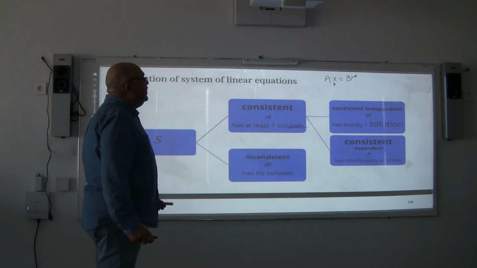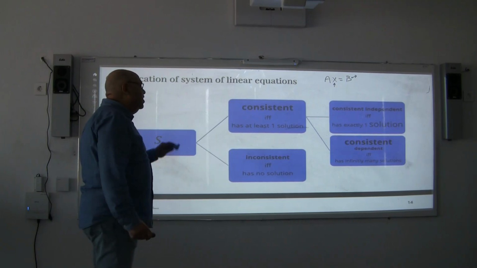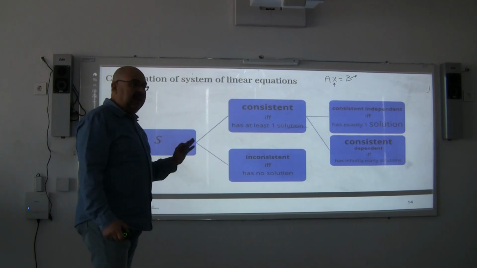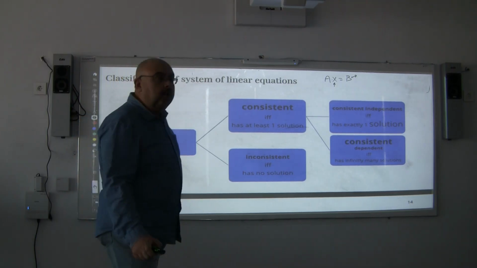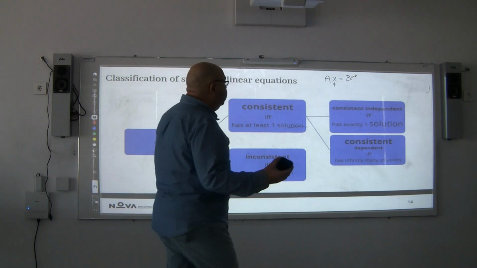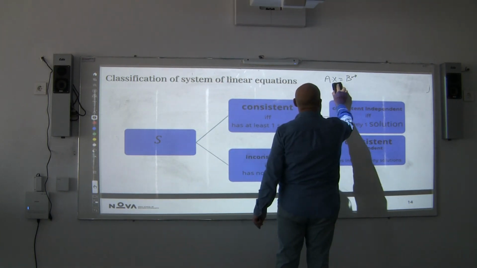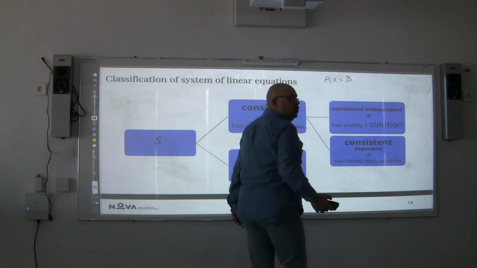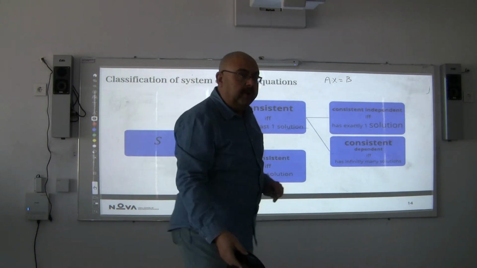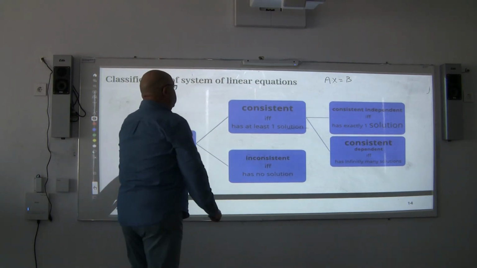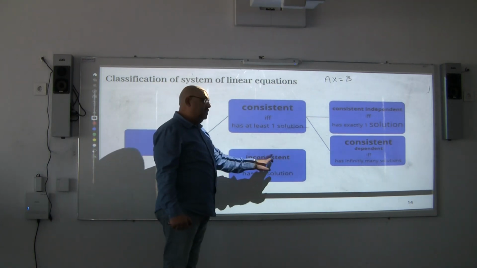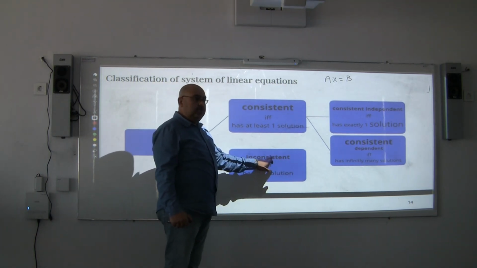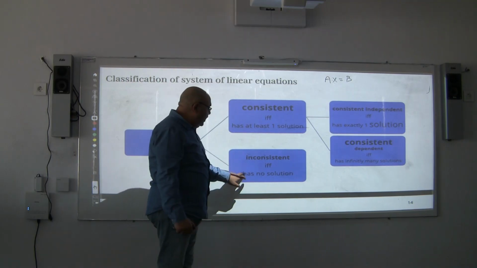Okay, the classification in general, you have to memorize it. Those are the different alternatives for a solution of a system of equations. If I have Ax equals b, I will have the following. The solution set can be an inconsistent system, which means there is no solution. If it happens, it has no solution.